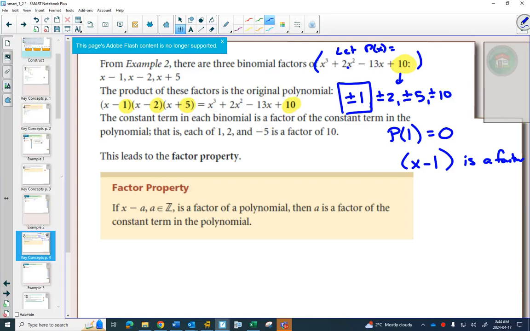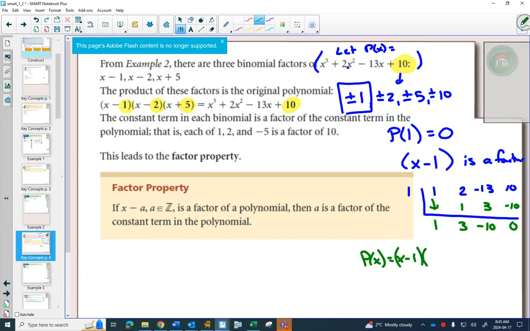And then once you find one factor, we would do our synthetic division: 1, 2, negative 13, and 10. If you're dividing by x minus 1, a positive 1 would go out here. Bring down the 1, 1, 3, 3, negative 10, negative 10, 0. And you would be able to start to factor that p of x is equal to the x minus 1, and our quotient is x squared plus 3x minus 10.